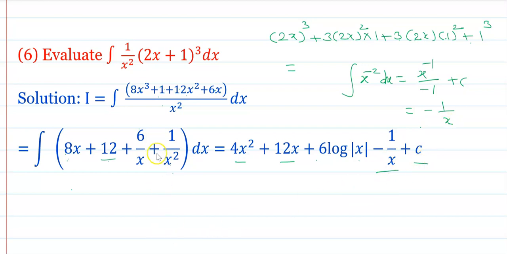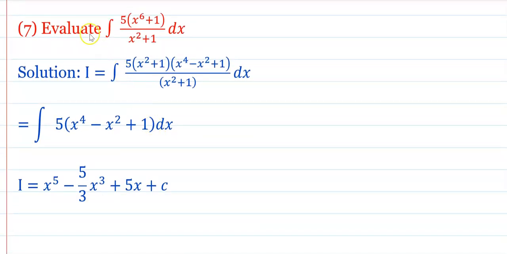Okay, now the next example. Evaluate the integral of (x raised to 6 plus 1) upon (x square plus 1) dx. Now x raised to 6 plus 1 can be written as... see one more formula. What is that formula? A cube plus b cube. In the first bracket, a plus b. In the second bracket, a square minus ab plus b square.